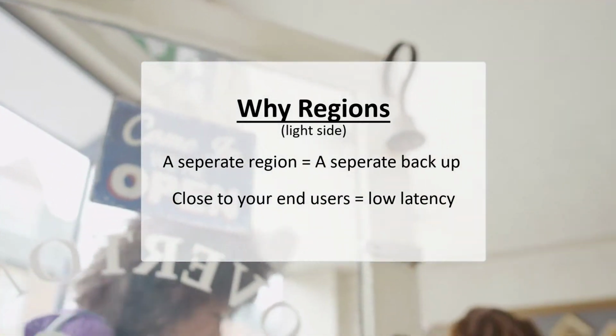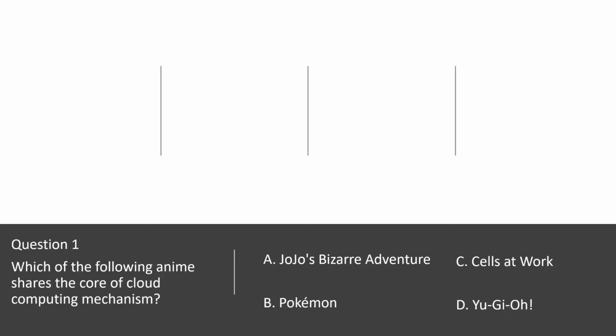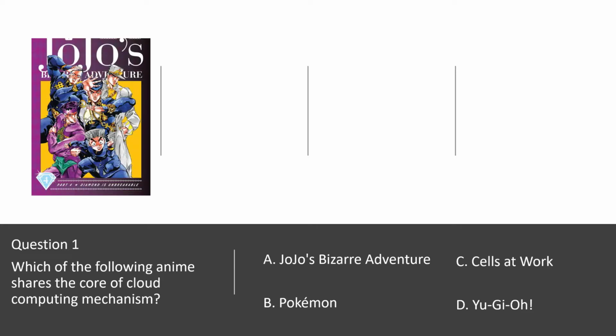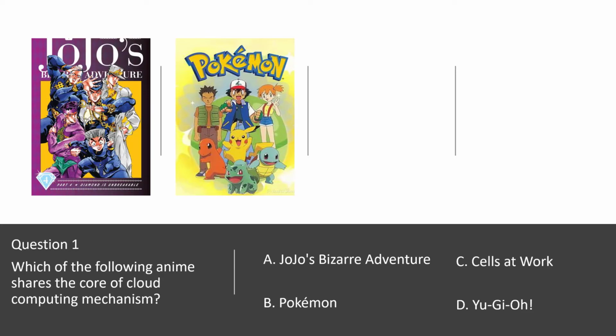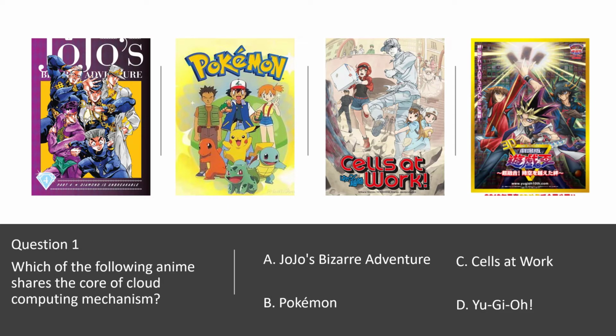That's all for the concepts today. Now let's take a look at a few questions. Question 1. Which of the following anime shares the core of cloud computing mechanism? Choice A, JoJo's Bizarre Adventure. Choice B, Pokemon. Choice C, Cells at Work. Choice D, Yu-Gi-Oh! Let's take a look at each of the choices.